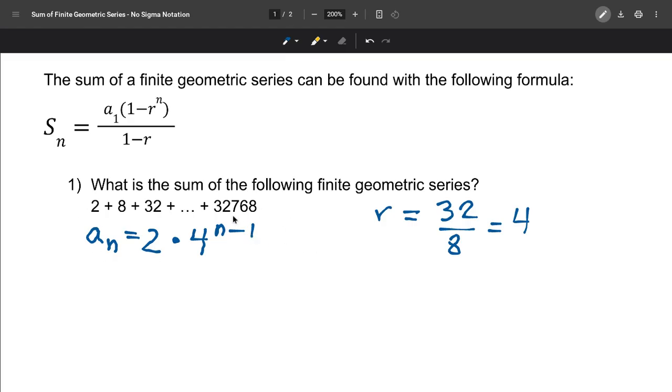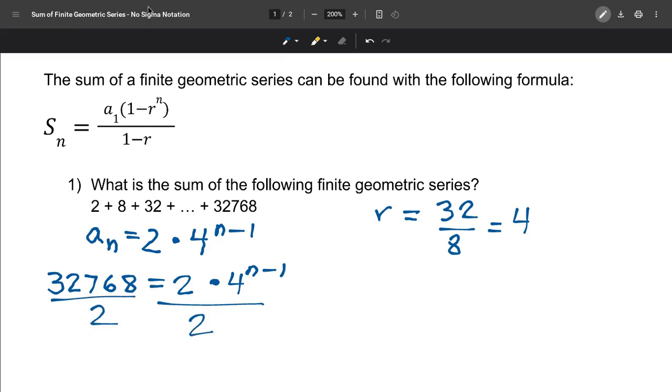Okay, a sub n is going to be the last term in the finite geometric series. So in this case, 32,768. So we'll put that there: 32,768 equals 2 times 4 to the n minus 1 power. Now we want to divide both sides by 2.